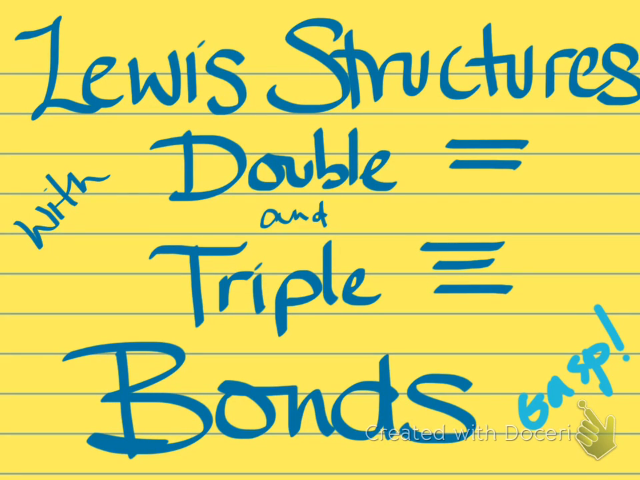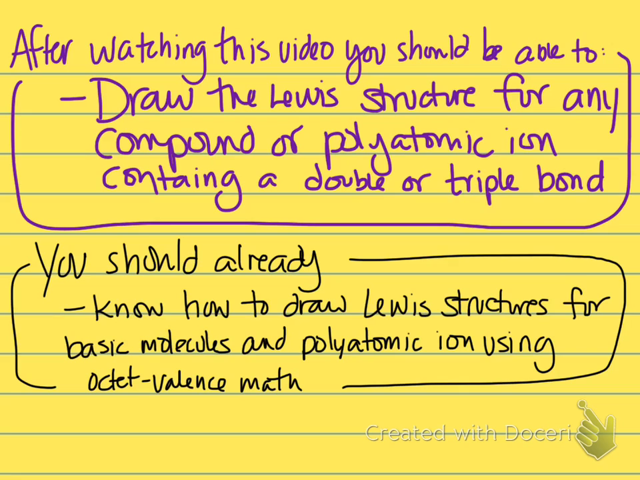Hi, it's Mr. Gooch with a quick tutorial on drawing Lewis structures for compounds that contain a double or triple bond. After watching this video, you should be able to draw the Lewis structure for any compound or polyatomic ion which contains a double or triple bond. In order to do this, you already need to know how to draw Lewis structures for basic molecules and polyatomic ions using the octet valence math method, sometimes called the Gooch math. Okay, let's go.